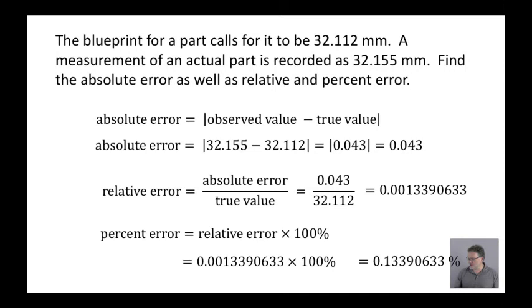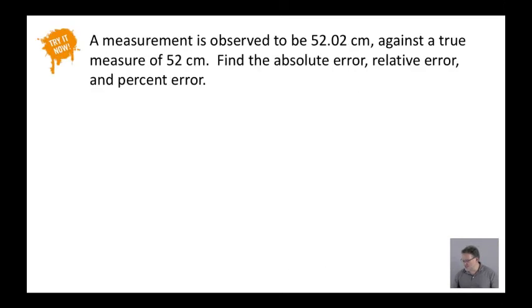So do this one on your own here. A measurement is observed to be 52.02 centimeters against a true measure of 52 centimeters. Find the absolute error, the relative error, and percent error. Take some time to do that.